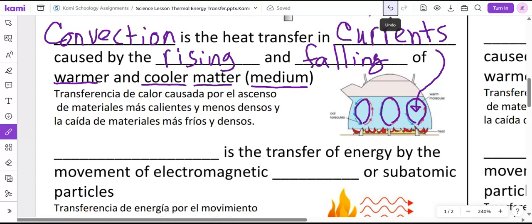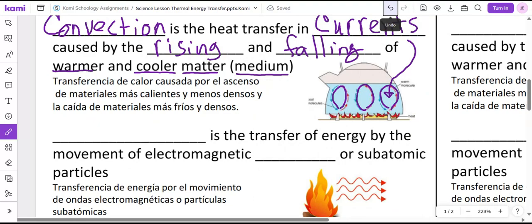And then the last one, when you don't have a medium, when you have open space, but you can still feel the heat. That's called radiation. Again, that's going to be the transfer of thermal energy through electromagnetic waves.